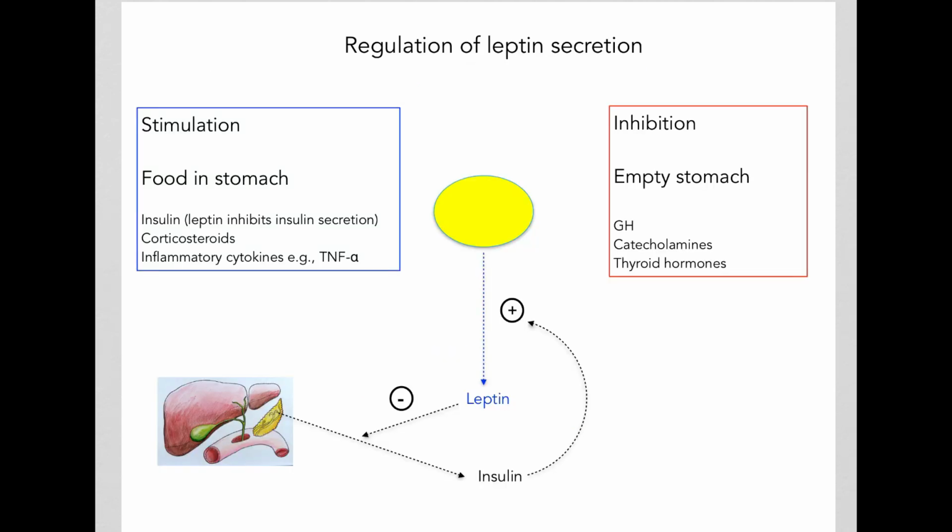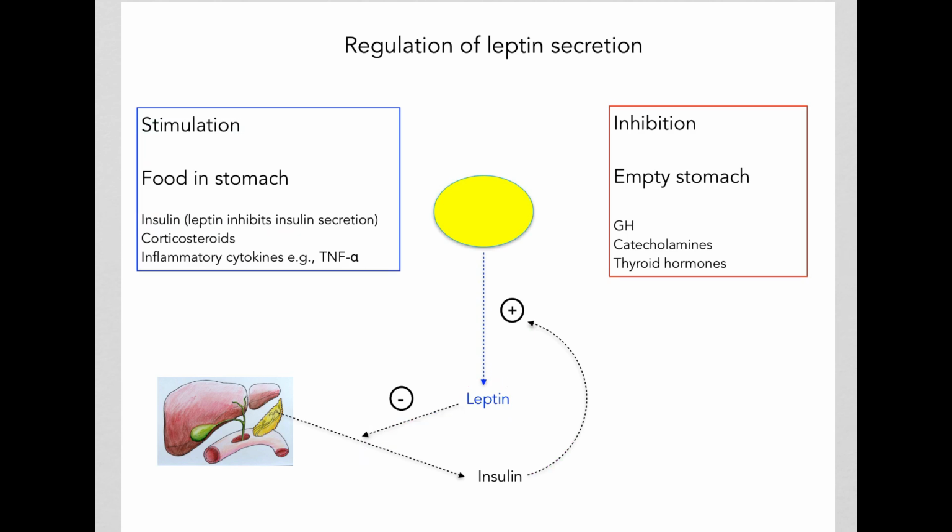Regulation of leptin secretion: stimulation is done by the presence of food in the stomach, as well as by insulin. Interestingly, leptin secretion is stimulated by insulin, while leptin itself then inhibits insulin secretion, and that relationship is shown here. So you can see the adipocytes releasing leptin, and leptin inhibits insulin secretion by the beta cells of the pancreas, while insulin itself stimulates leptin secretion.